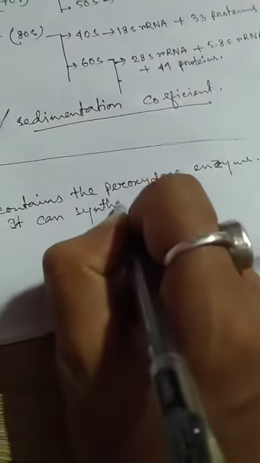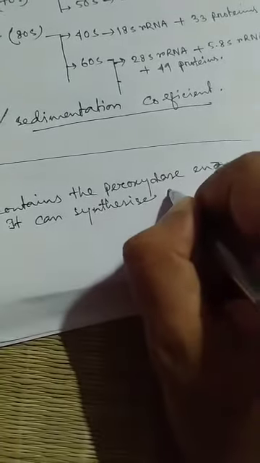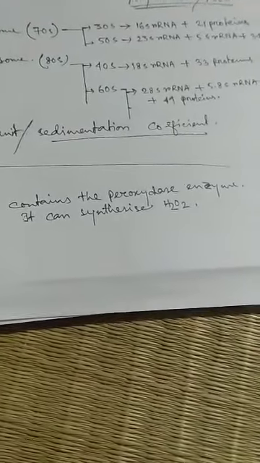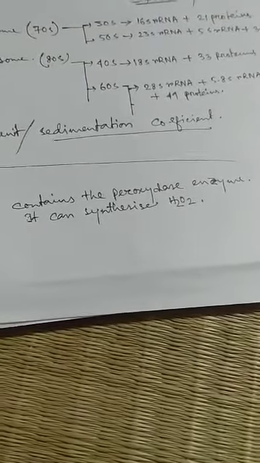What is peroxisome? Peroxisome contains the peroxidase enzyme. For that it can synthesize hydrogen peroxide. Okay, for the presence of the peroxidase enzyme, these microbodies are also called peroxisomes.